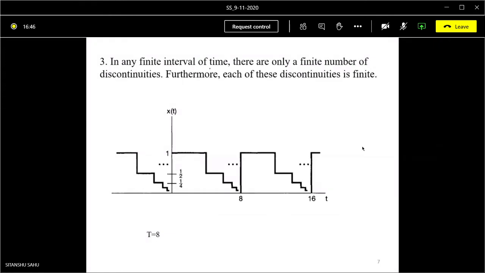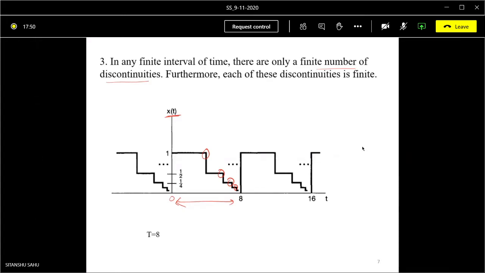And the third one: in any finite interval of time, there are only a finite number of discontinuities. There should be a finite number of discontinuities in the signal. Furthermore, each of these discontinuities is finite. Now if you see this x of t, this is a periodic signal over period 0 to 8, so this is one period. Within this period, there are so many discontinuities. Here, then here, then here, here. There are so many discontinuities, which also does not satisfy the Dirichlet condition, so there should be a finite number of discontinuities. There should not be too many points where the signal is discontinuous.